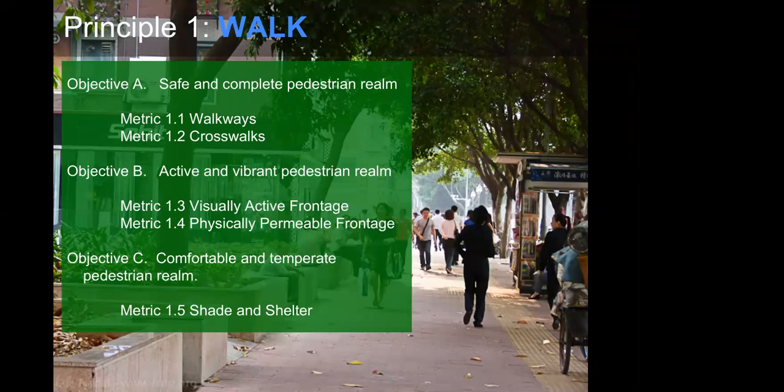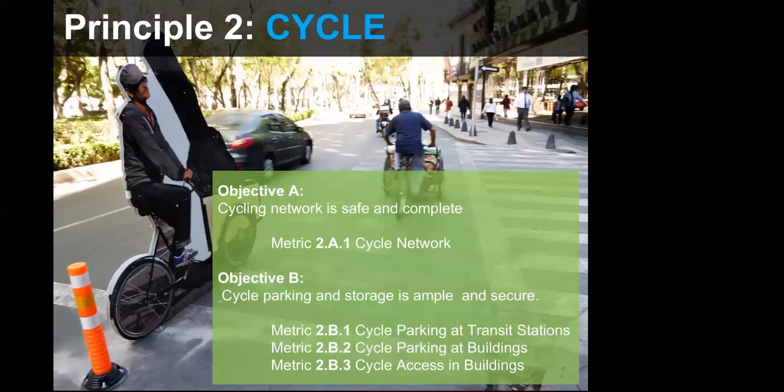So we have 3 objectives that help define this pedestrian realm that should be safe and complete, active and vibrant, and comfortable and temperate. So that all pertains to the quality of walk. And a big, important update in the TOD standard version is that we really require the walkways to be accessible to users with physical difficulties. So they cannot be just passable, they have to be passable to people using wheelchairs.